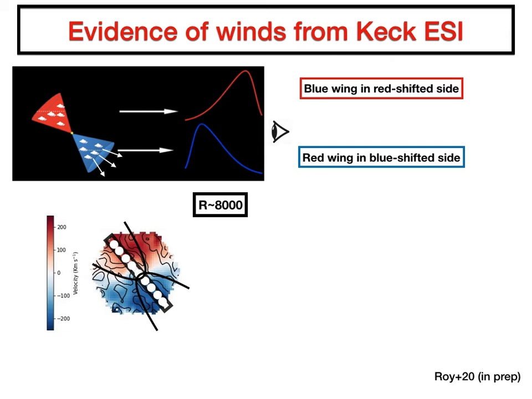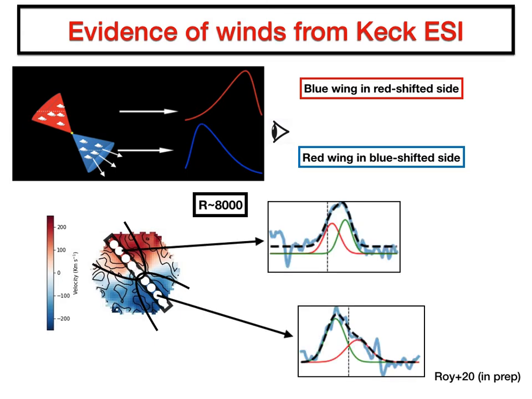Here we used high spectral resolution Keck data to actually look for this signature. We placed our Keck slit on top of the expected cone axis, and we extracted spatially resolved spectra along each of these spatial bins of 1 arcsecond pixel. And this is what we saw. Showing the H alpha lines, the lines are asymmetric, and it's asymmetric in the same way as we predicted. The redshifted part has a blue wing and the blueshifted part has a red wing.